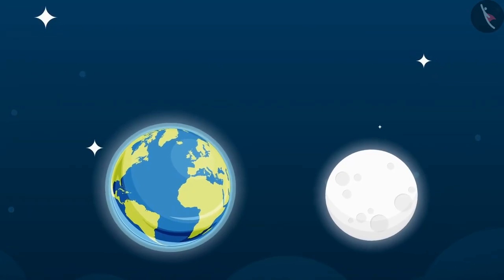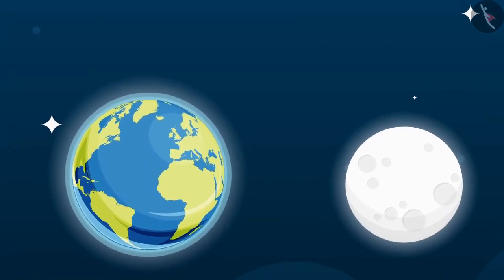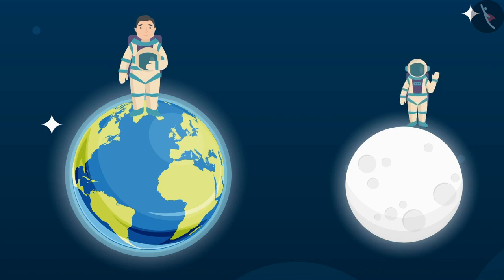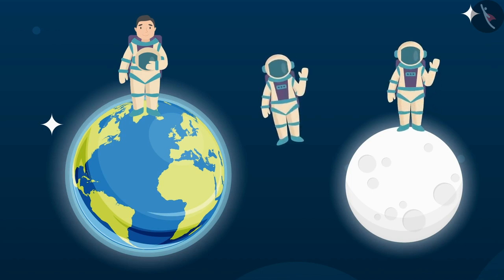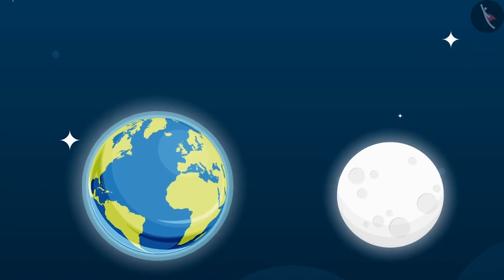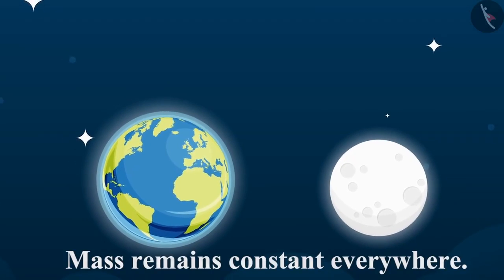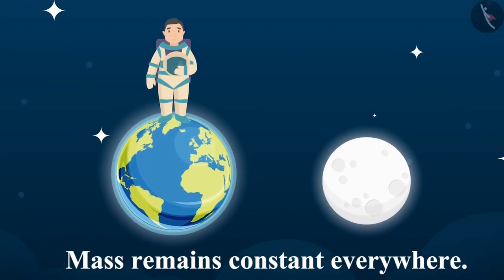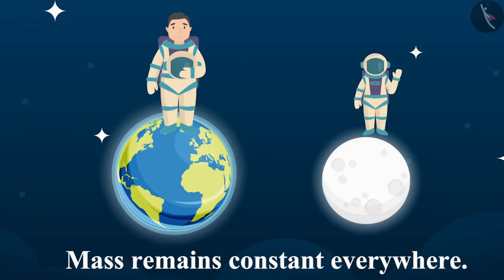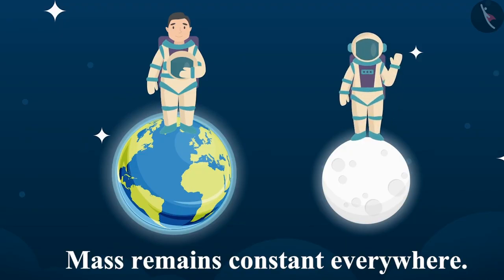Mass of an object remains the same everywhere. It doesn't matter whether the object is on the Earth, the Moon, or even in outer space. Therefore, we can say that the mass of an object remains constant and does not vary from place to place.